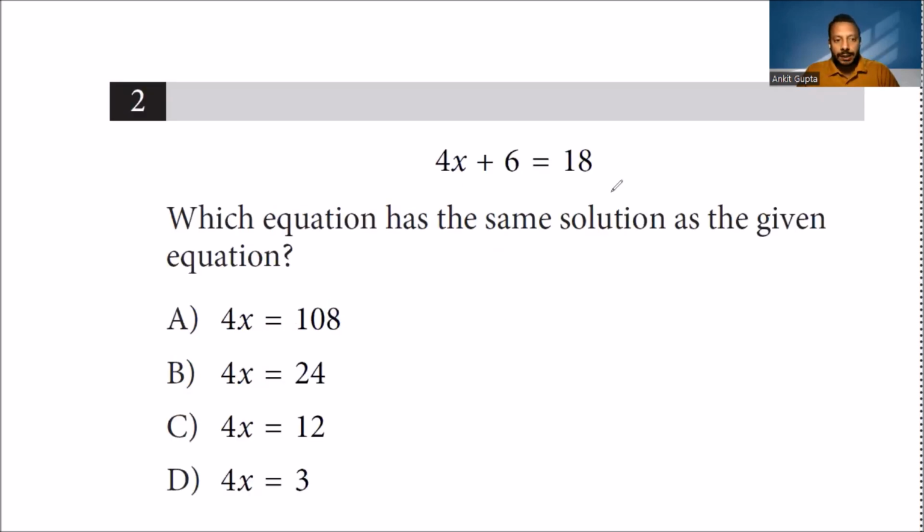4x plus 6 is equal to 18. Which equation has the same solution as the given equation? And some options are given to us. Let's start by simplifying this equation. We can take 6 to the other side to have 4x is equal to 18 minus 6, or 4x is equal to 12. And if we glance at the answer choices, option number C has 4x is equal to 12. So the answer will be option number C.